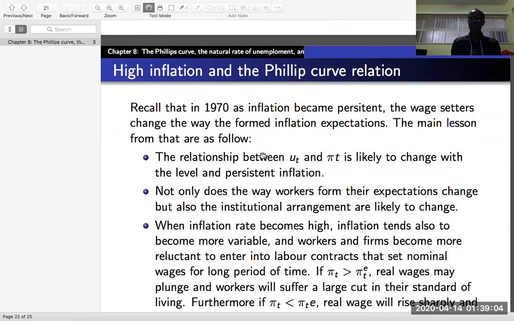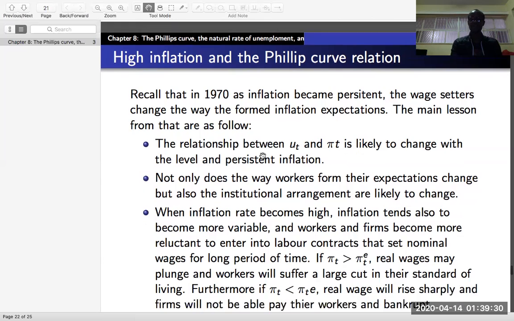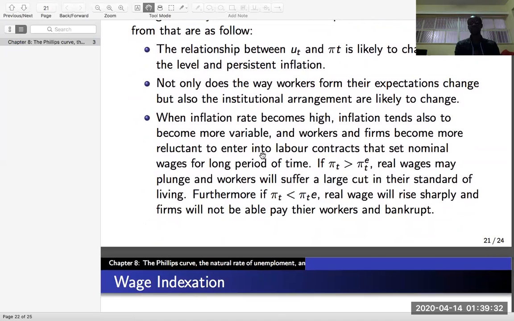When the inflation rate becomes higher, inflation tends to also become more variable, and workers and firms become reluctant to enter into labor contracts that set nominal wages for a longer period of time. If current inflation is greater than expected inflation, real wages may plunge and workers will suffer a larger cut in their standard of living. Similarly, if inflation is less than expected inflation, the real wage will rise sharply and firms will not be able to pay their workers and are likely to go bankrupt.